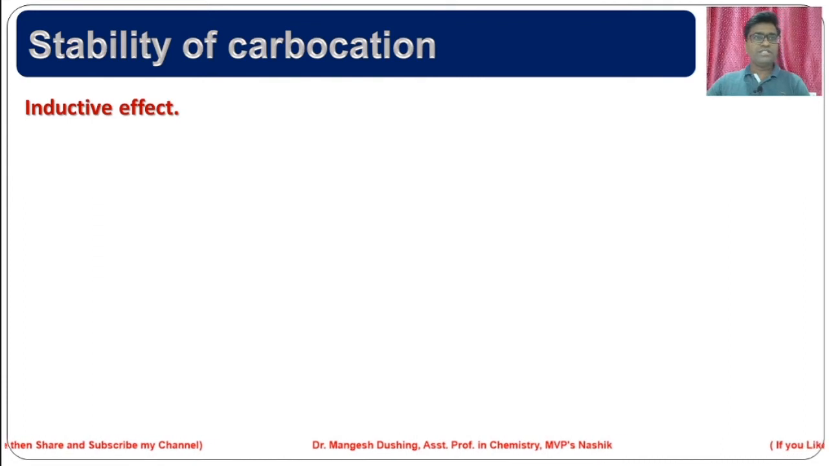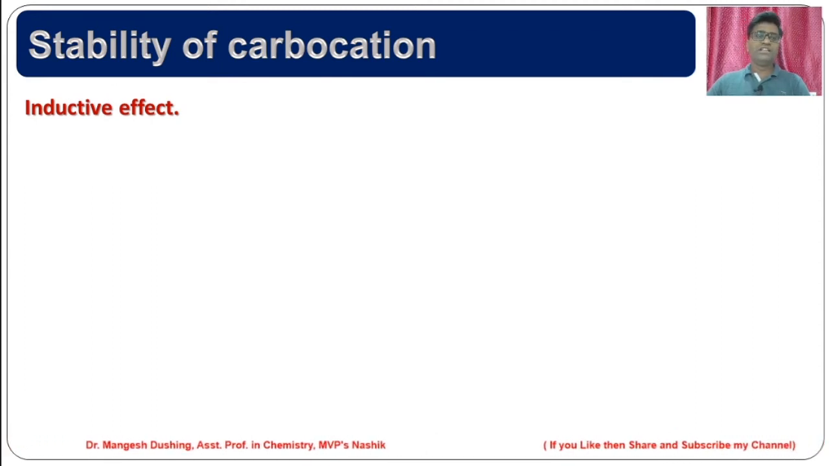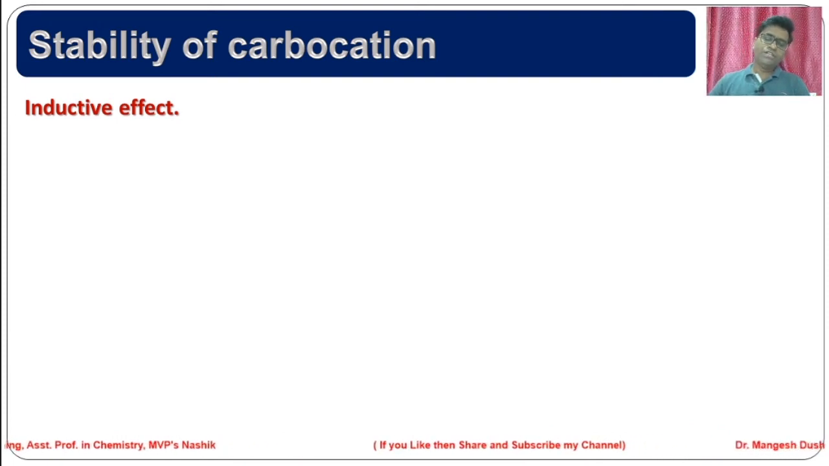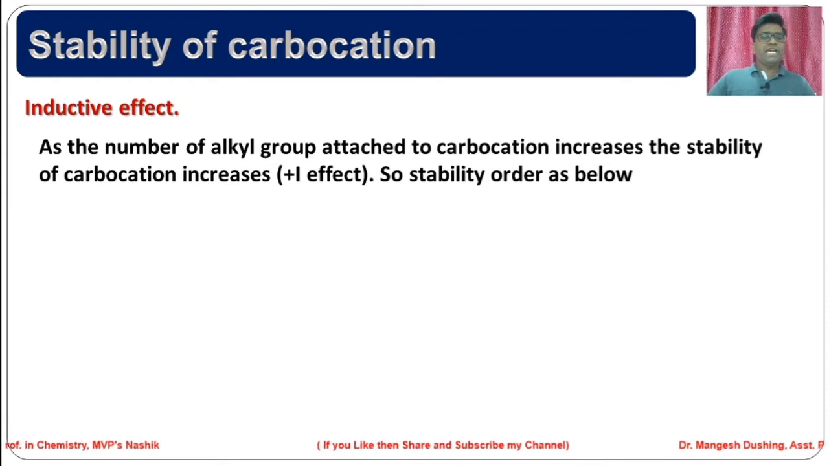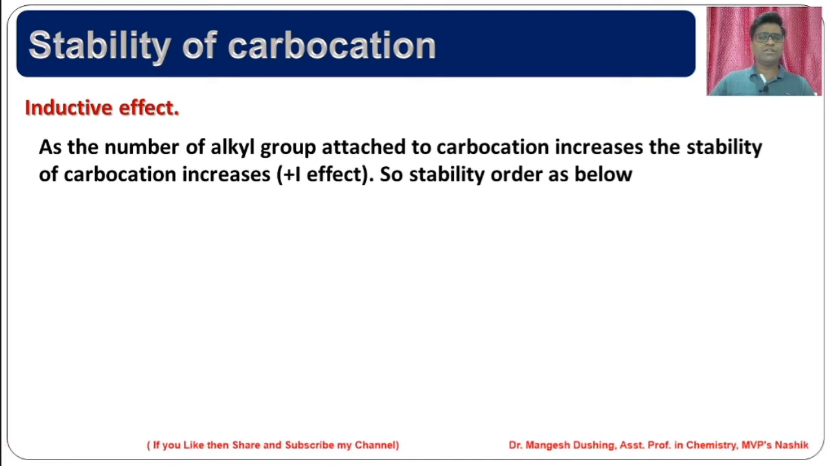Friends, now we will see which are the factors that stabilize the carbocation. The first factor is the structural effect, as we learned in FYBSc, SYBSc as well as in TYBSc, that is inductive effect. As the number of alkyl groups attached to the carbocation increases, the stability of the carbocation increases, because an alkyl group has a plus I effect. So the stability order is as below.